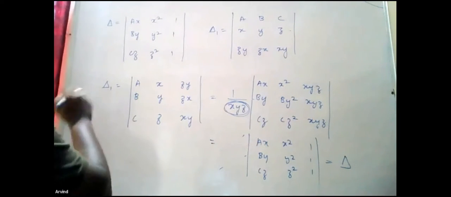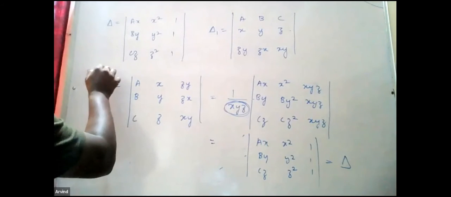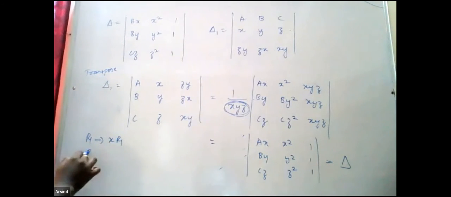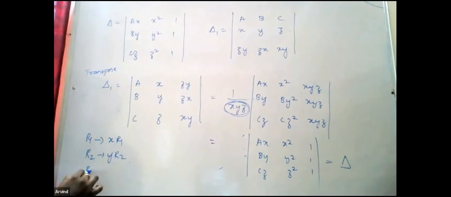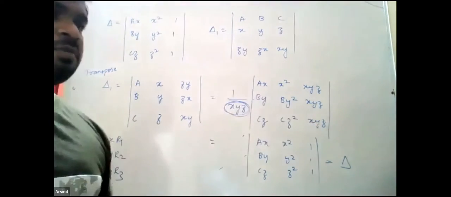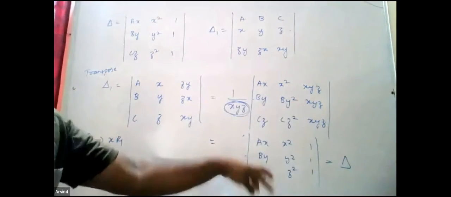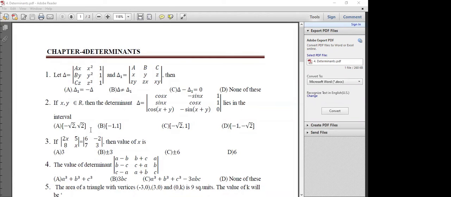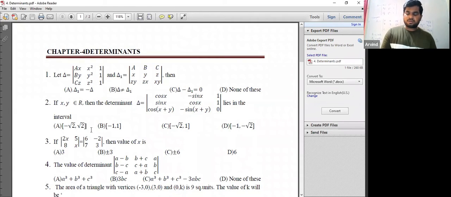So first, what did I do? I transposed. That was the first step, transpose. Next, what did I do? R1 to X R1, R2 to Y R2, R3 to Z R3. Row 1 multiplied by X, row 2 multiplied by Y, row 3 multiplied by Z, then I took common and got it. All these are properties of determinants. Will you try out the second one? So option C, delta minus delta 1 equal to 0, send minus delta 1 to the other side, delta equals delta 1. So option C is the correct one for the first one.